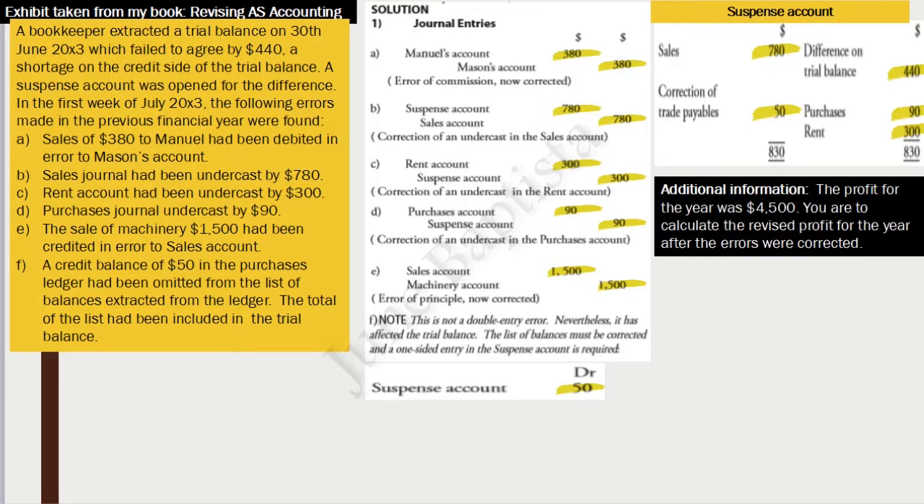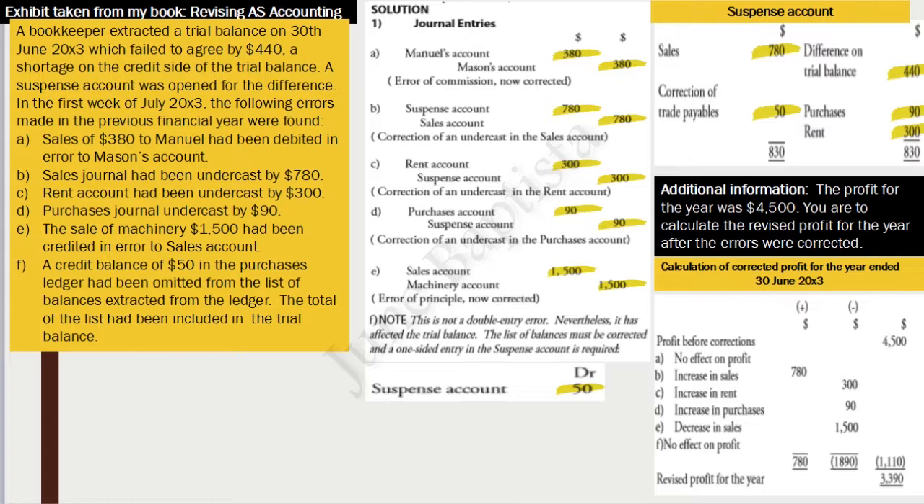Additional information. The profit for the year was $4,500. You are to calculate the revised profit for the year after the errors were corrected. The profit before correction was $4,500. With A, there is no effect on profit as both the accounts involved are trade receivables. Error B, there has been an increase in sales and therefore we will add that back to the profit. Error C, there is an increase in rent which is an expense. We will deduct this from the profit.